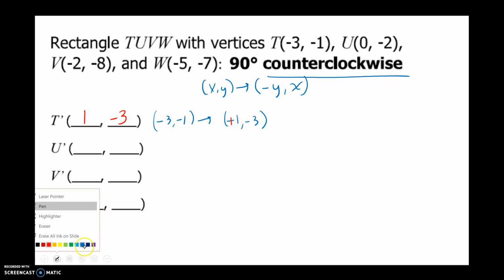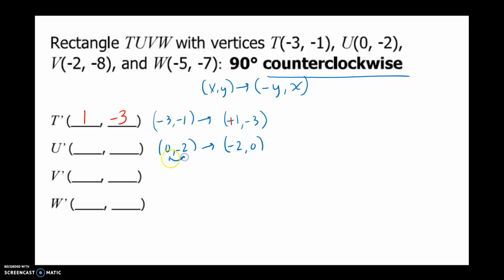Doing the same thing for my u, I'm going to get 0, -2. So I'm going to flip these guys and get -2, 0. I'm just switching these guys' spots right here. And then I know that my y is supposed to be the opposite, which is going to be a +2. So I'm going to get 2, 0.